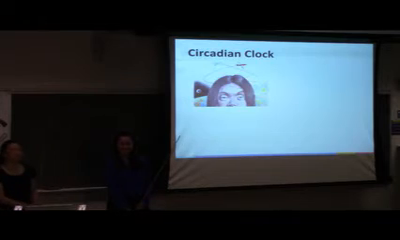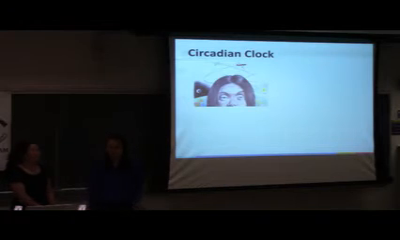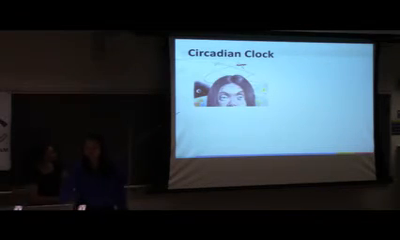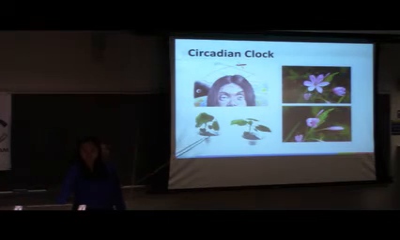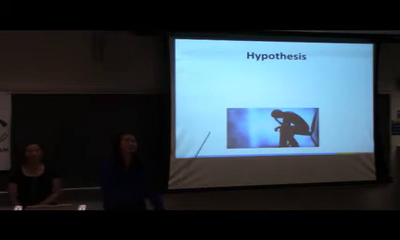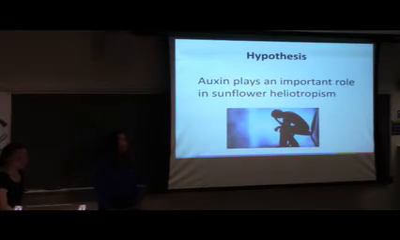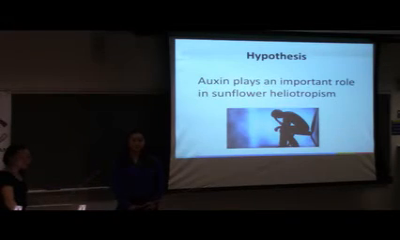So previously, Professor Harmer's lab also showed that the circadian clock plays a role in solar tracking. The circadian clock is a biological timekeeper that causes organisms, including plants and animals, to measure time. Using the circadian clock, these plants and animals will change their physiology to match their environment. Other processes regulated by the circadian clock include jet lag in humans, leaf movement, and flower opening and closure in plants. So for my part of the project, we hypothesized that auxin plays an important role in sunflower heliotropism.